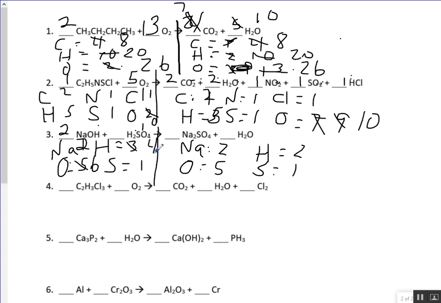Okay. Let's work over here with H2O. I've got 4 H's now on the left. I only have 2 on the right, so I need to put a 2 in front of H2O. So 2 times H2 is 4.